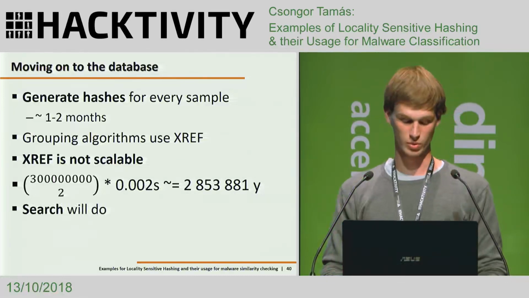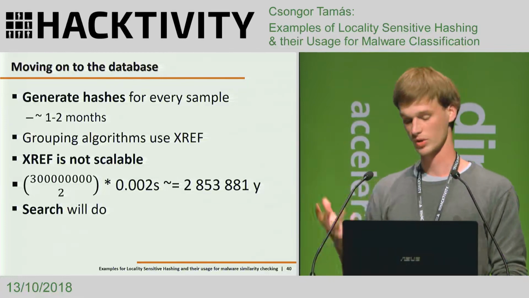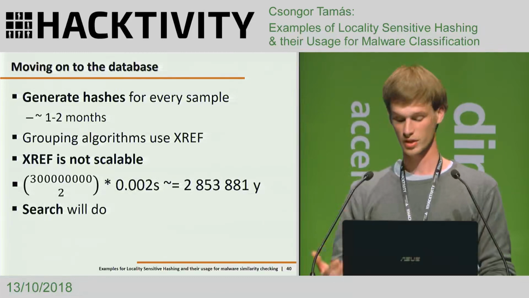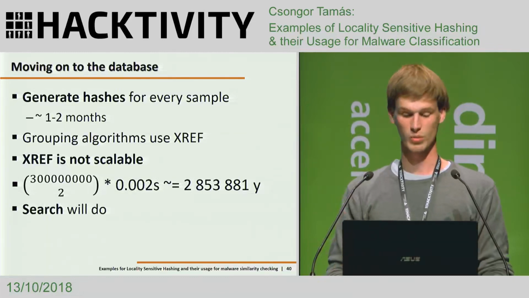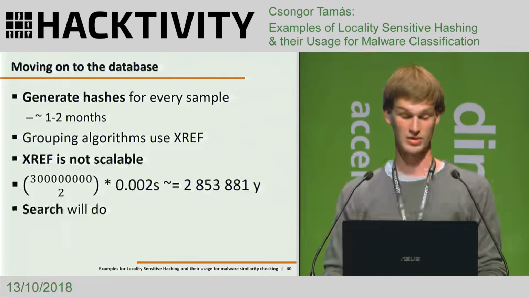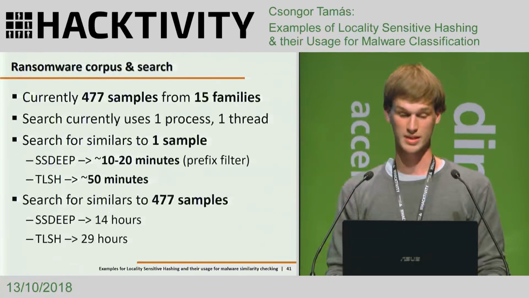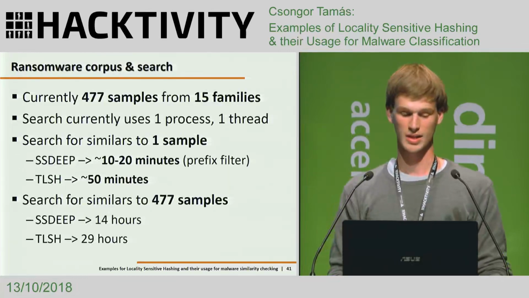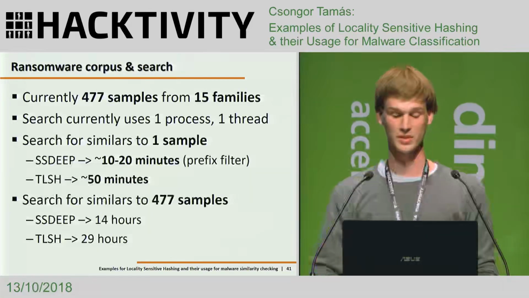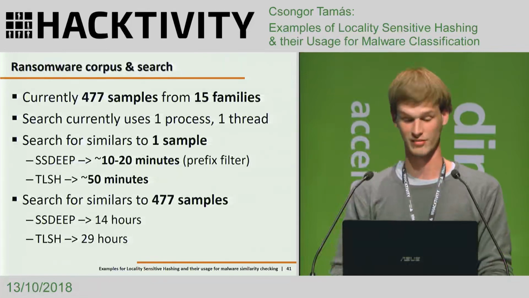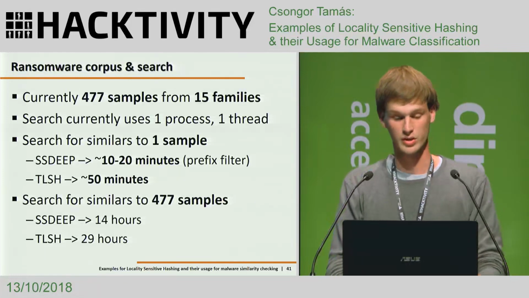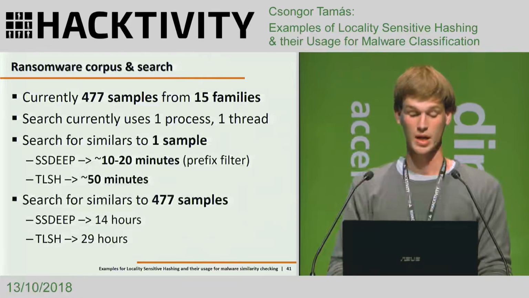But we do not aim to clusterize the whole 300 million malware database. We only need to search for a small corpus. And that way, we only need to calculate the cross-reference between every member of the corpus and the 300 million malwares in the database. So the ransomware corpus I collected through the months now contains 477 samples from 15 different ransomware families. And my implementation currently uses one process only on one thread.